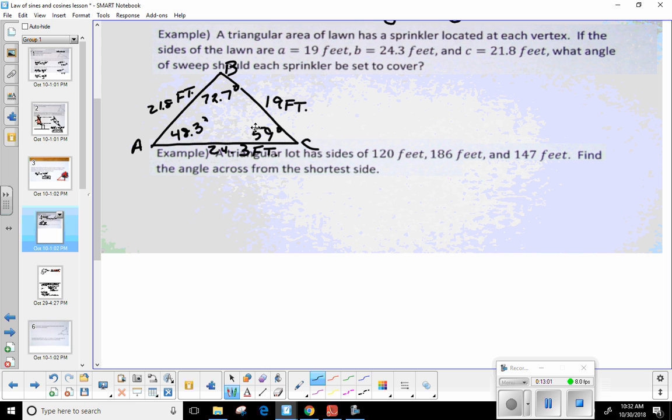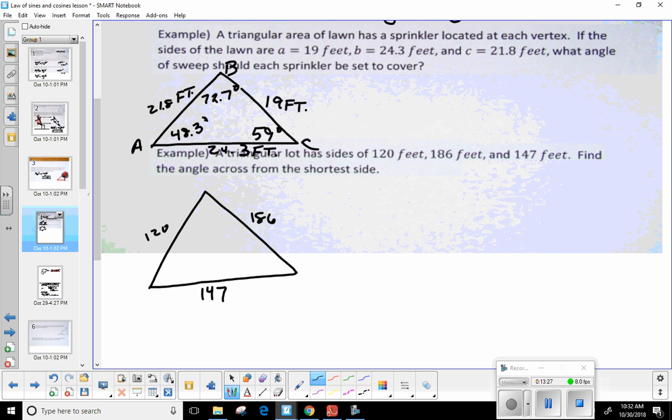Okay, well, let's try another one. The next example says a triangular lot has sides of 120, 186, and 147 feet. Find the angle across from the shortest side. Okay, so let me go ahead and just draw a triangle. As long as it's not a right triangle, it doesn't matter how you draw it. Okay. So let's say we have our lengths here of 120. We got a 186, and then we have a 147.